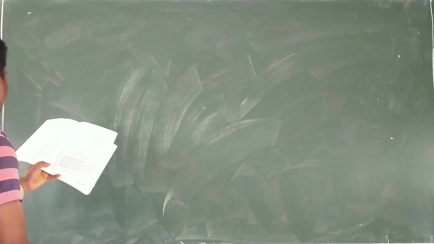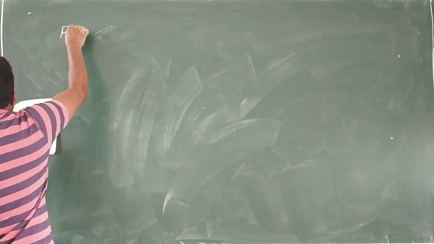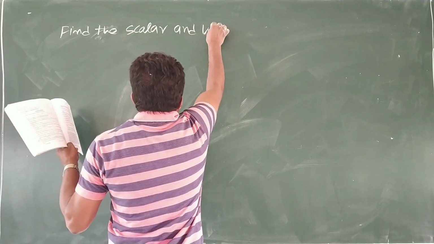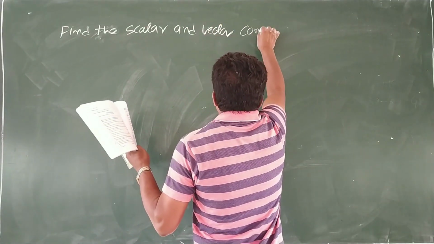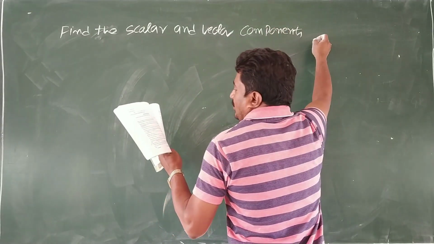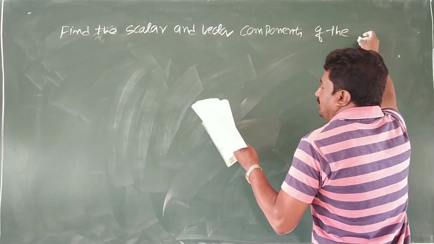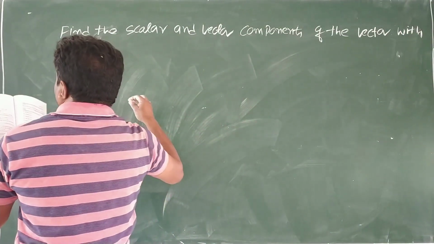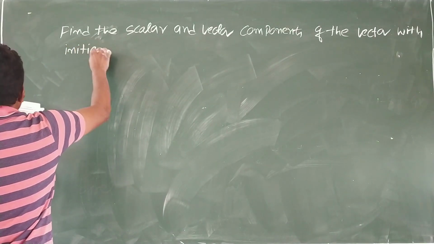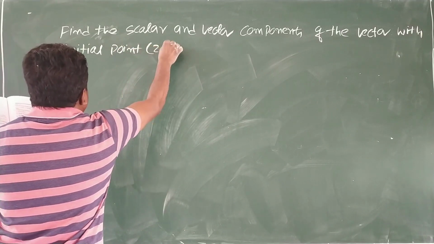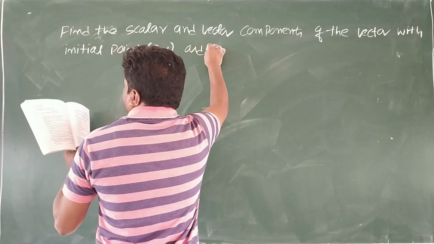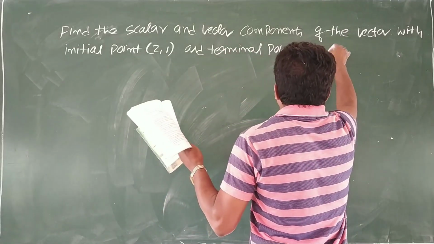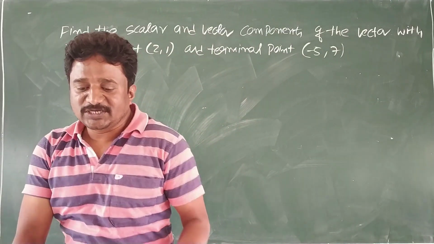Find the scalar and vector components of the vector with initial point 2, 1 and terminal point minus 5, 7. Solution. It's a very easy question, friends.